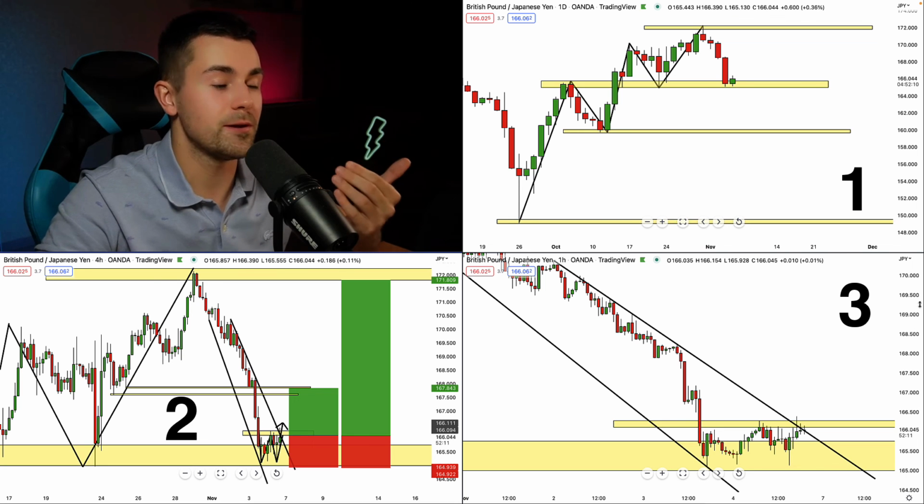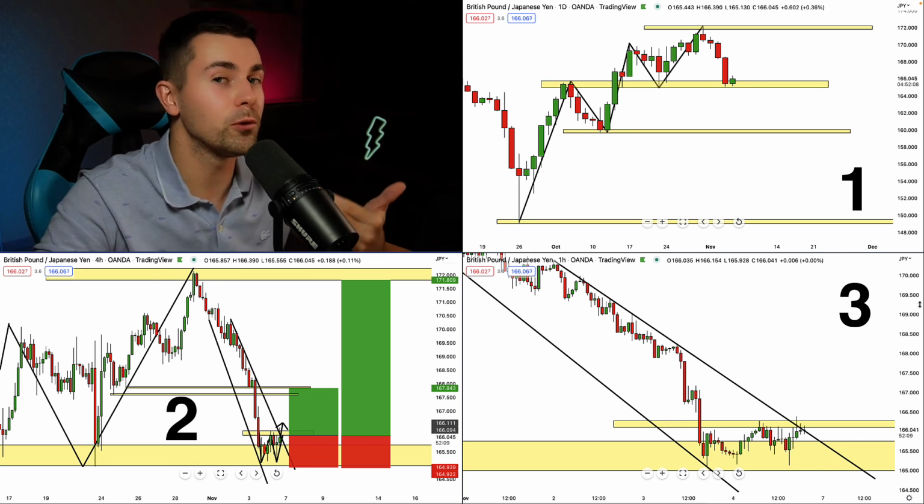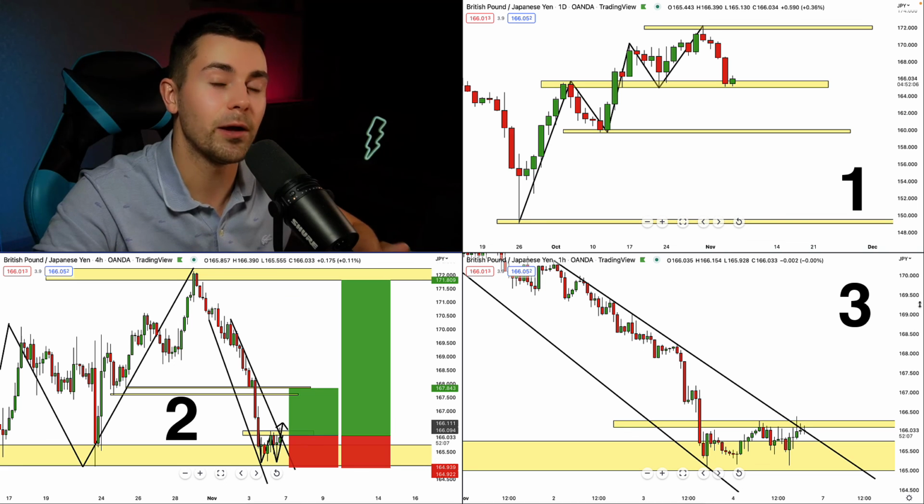Then we discussed that in order to buy, we need a bullish breakout of the neckline of a double bottom and a bullish breakout of the channel. Only then can we open a long position.